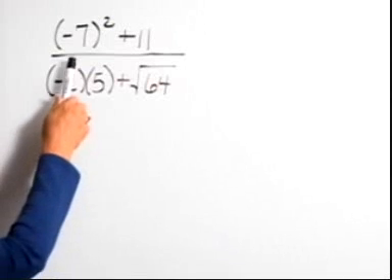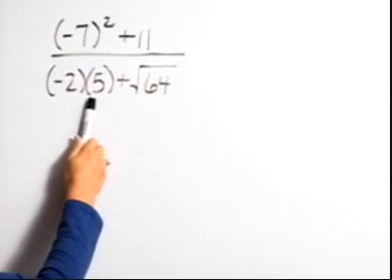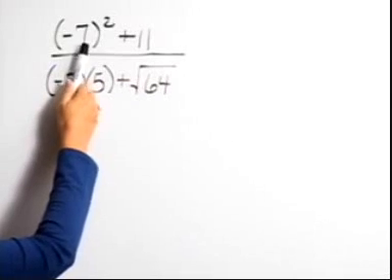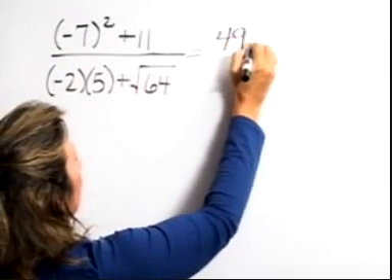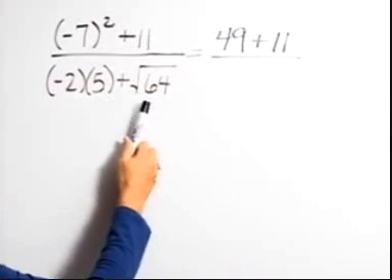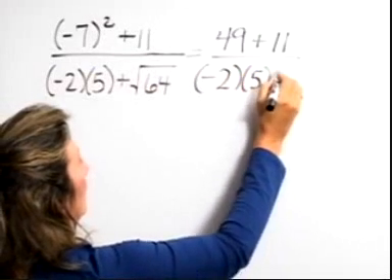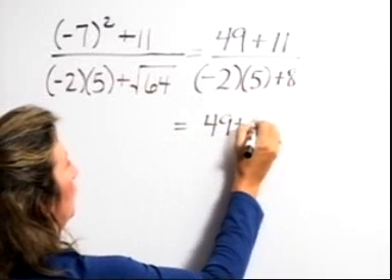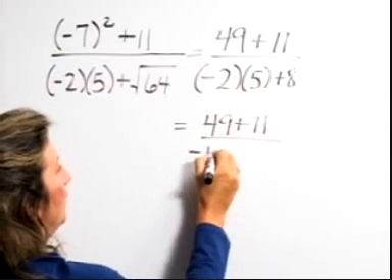We're going to simplify negative 7 squared plus 11 over negative 2 times 5 plus the square root of 64. We'll begin with our numerator by finding the square of negative 7, which is 49. And in the denominator, we'll find the square root of 64, which is 8. We'll leave the numerator as it is for a second and concentrate on the denominator. Negative 2 times 5 is negative 10.